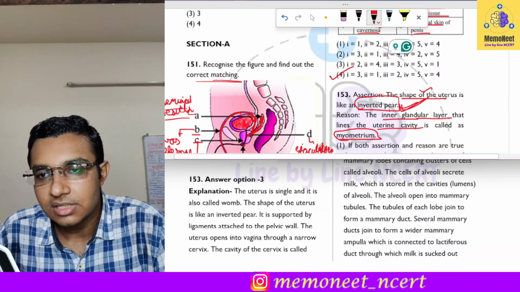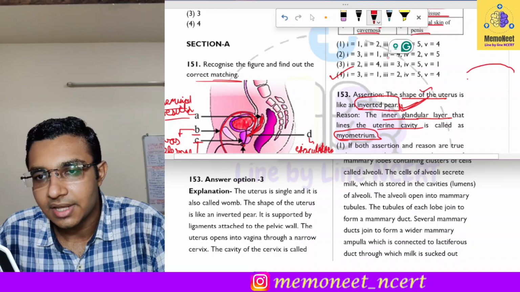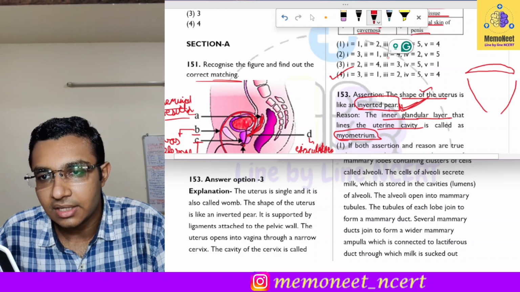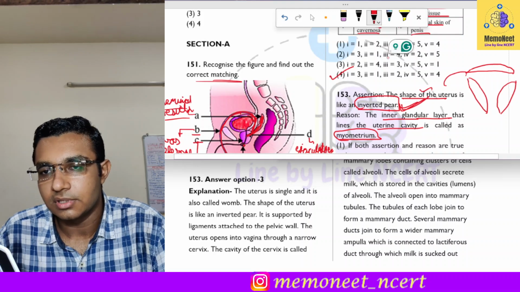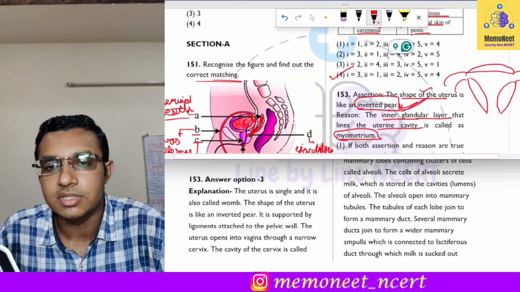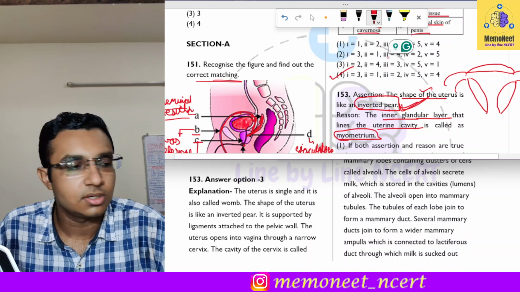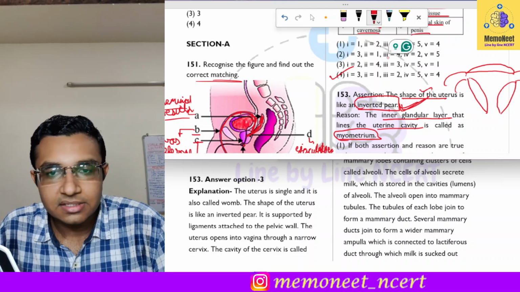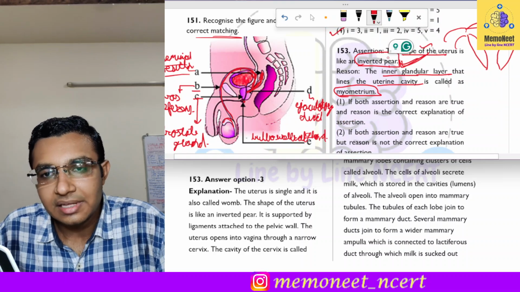So if you see the shape of uterus, it is present like this. Okay, so this is the shape of uterus and it is looking like an inverted pear. These are the fallopian tubes. So this is the shape of uterus, which is like an inverted pear. So the assertion is absolutely correct. Next is the reason. So the reason is the inner glandular layer.